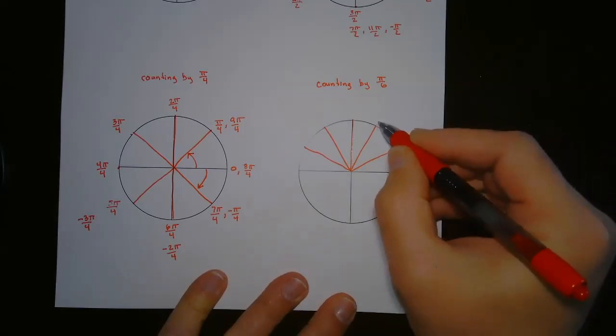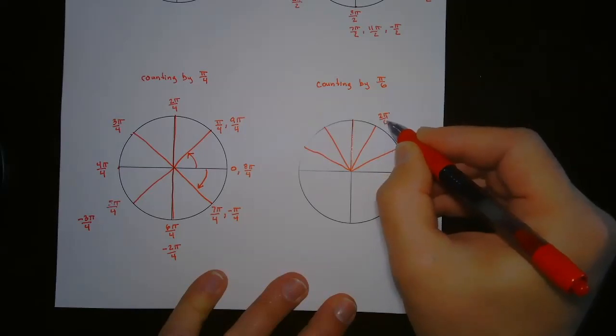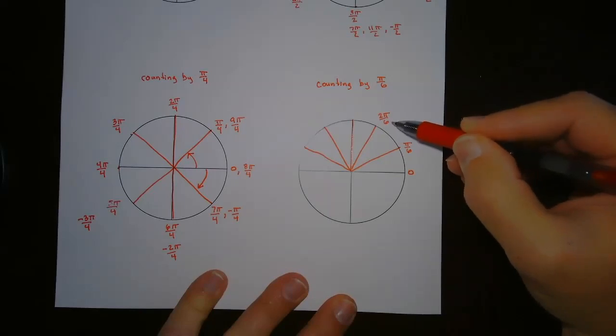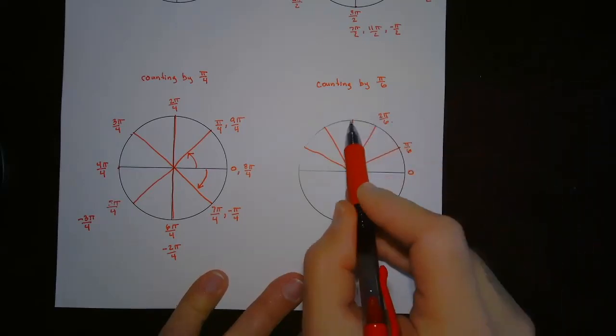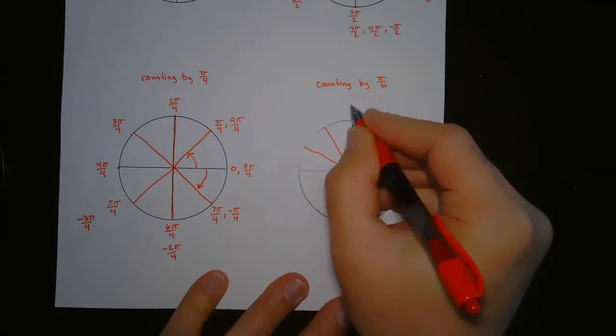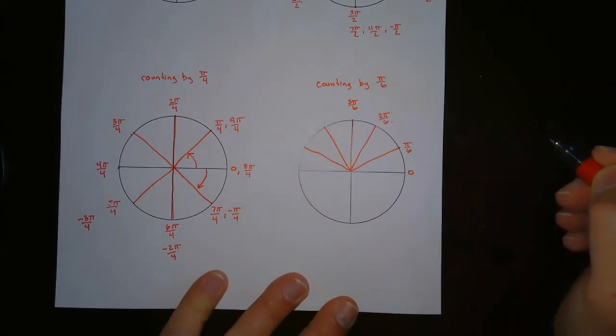Then this would be 2 pi over 6. Now, nobody's ever going to call this one 2 pi over 6 because 2 pi over 6 reduces to pi over 3. So they're going to call this one pi over 3. Then this angle right here, if we're counting by pi over 6, this one would be 3 pi over 6. But nobody's going to call this one 3 pi over 6. They're going to call it pi over 2.